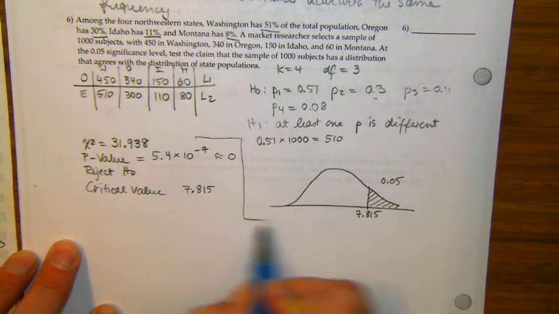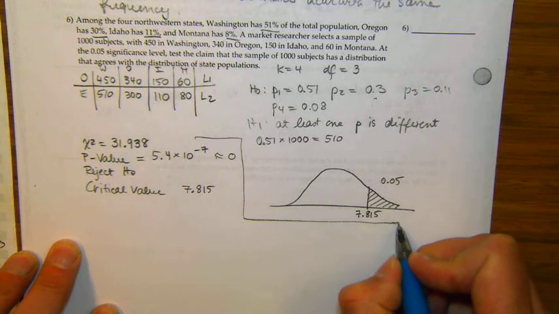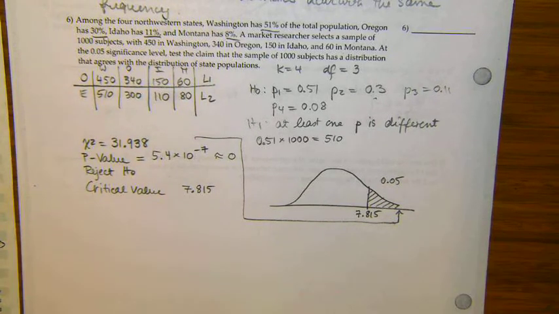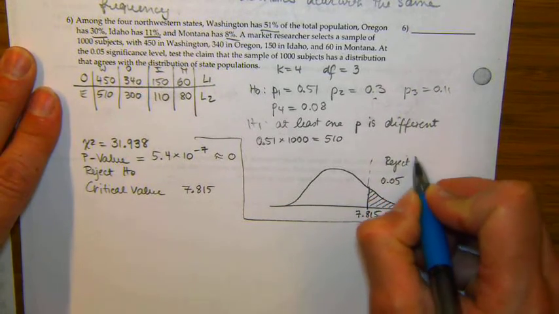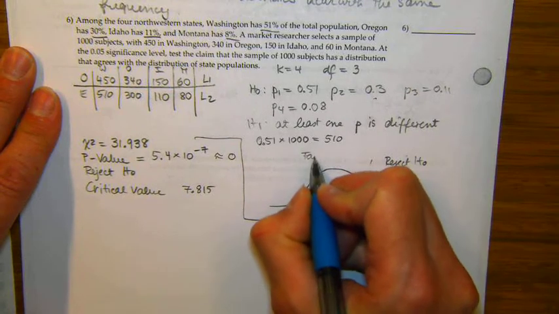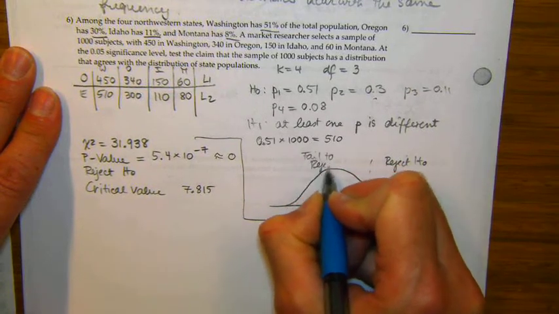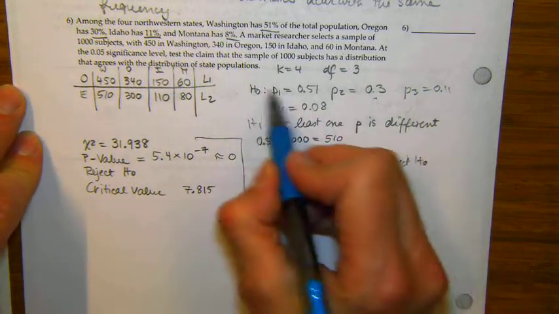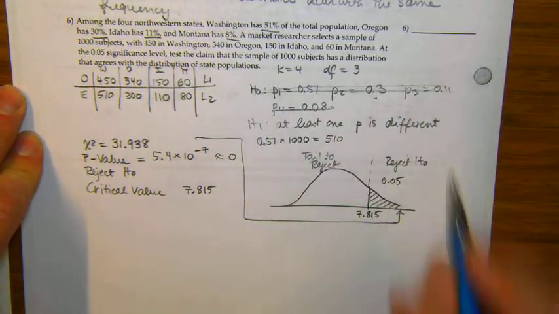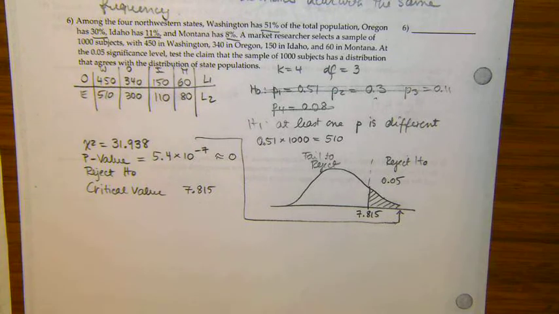Our test statistic is at 31.938, so it clearly falls into that rejection zone. So we're going to reject the null. We don't think that it follows, it's not proportional to the size of each one of these states.